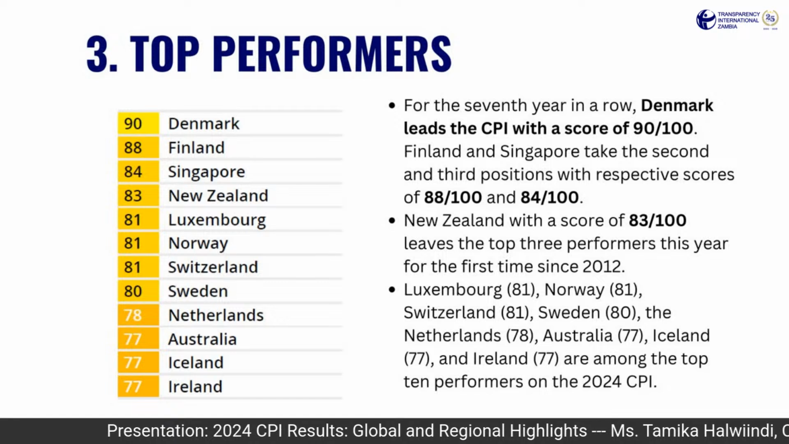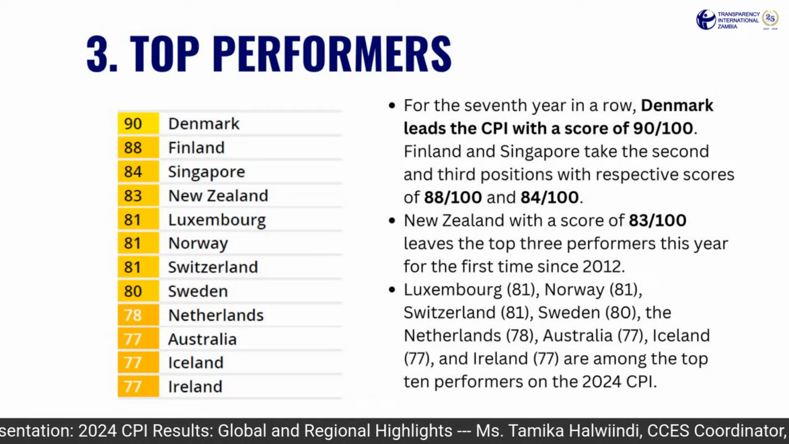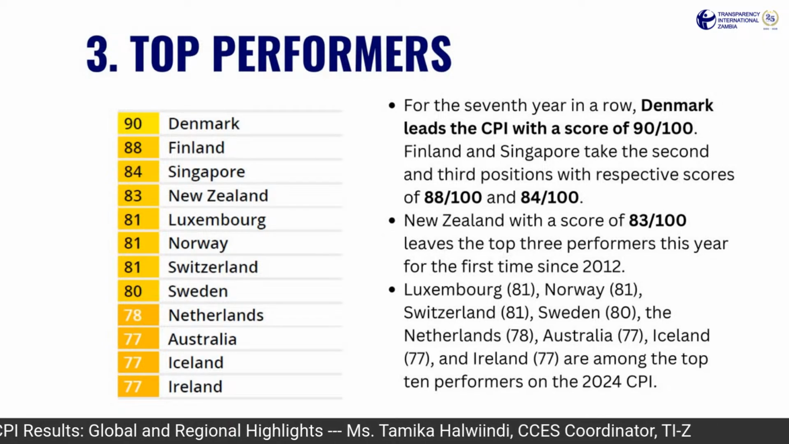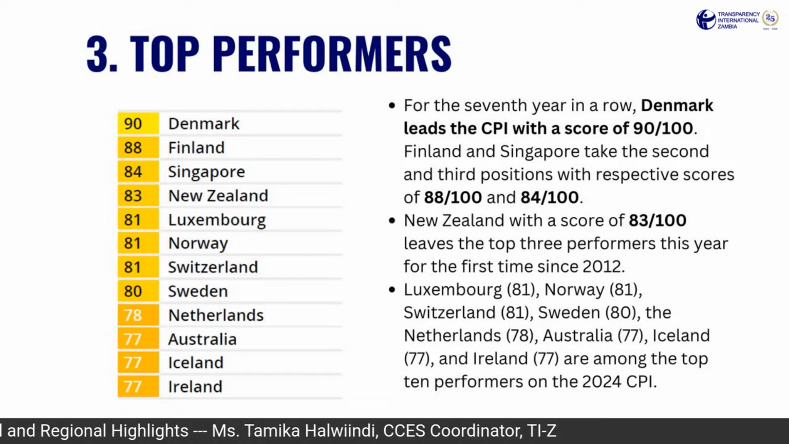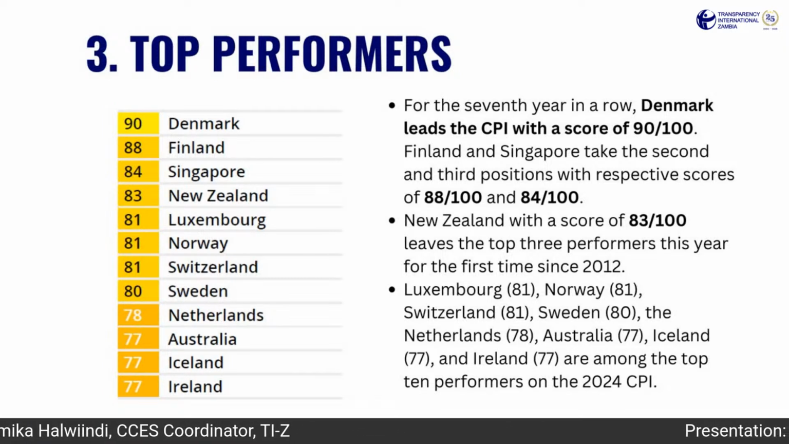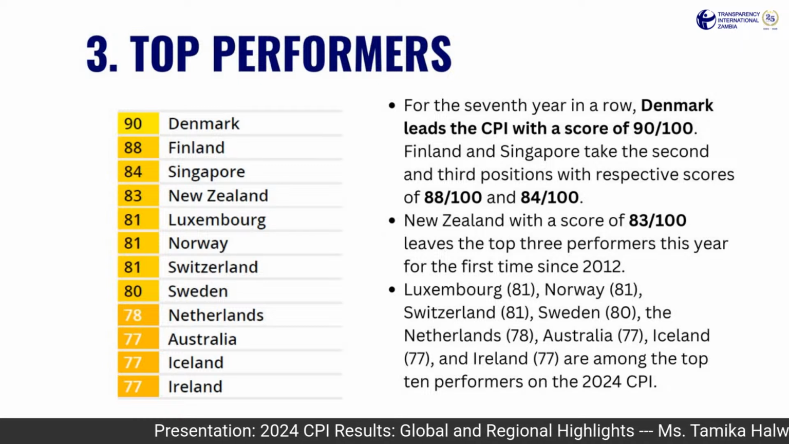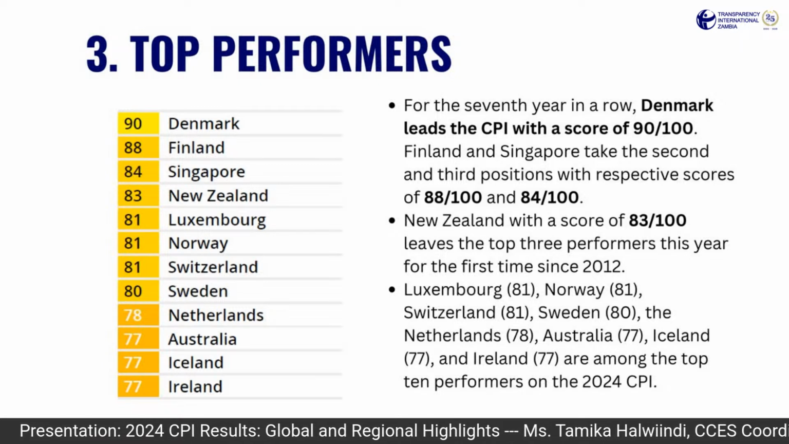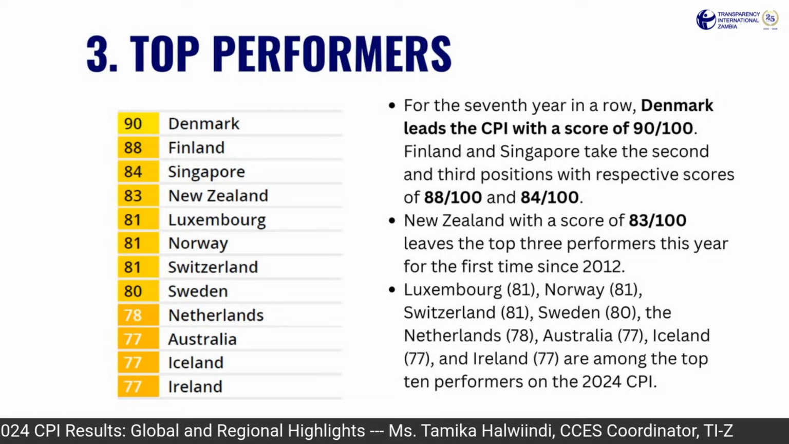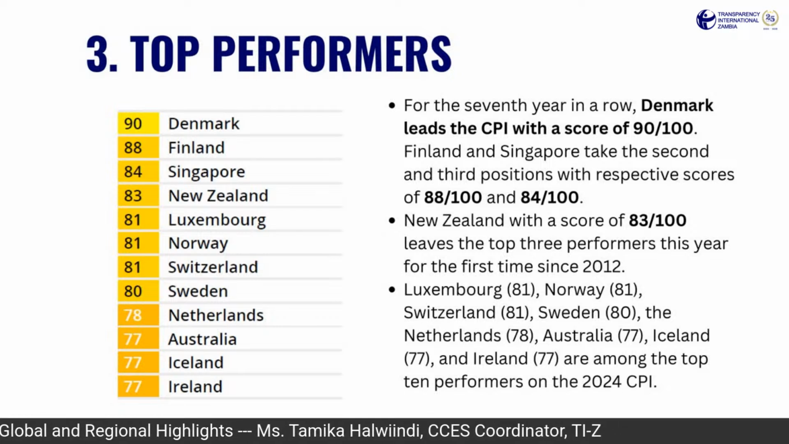Top performers, the picture remains somewhat the same as last year. For a 7th year in a row, we have Denmark leading and topping the charts on the CPI with a score of 90 out of 100. So that's 10 points shy of getting 100. We then have Finland with 88 and Singapore with 84. So those are the top 3 countries.